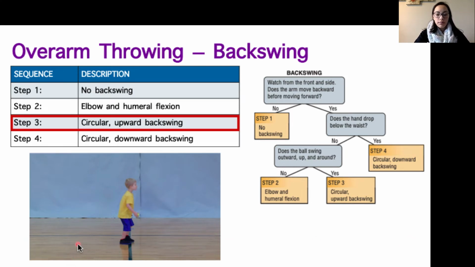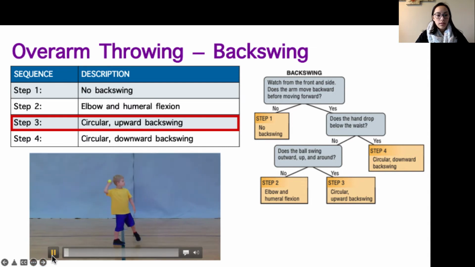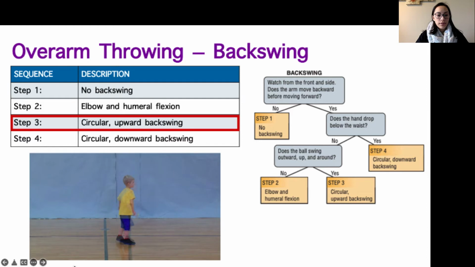I think I have to turn my laser pointer off to press play. Okay, so we have a fast motion first, and then a slow motion. Again, we're focusing on the backswing.